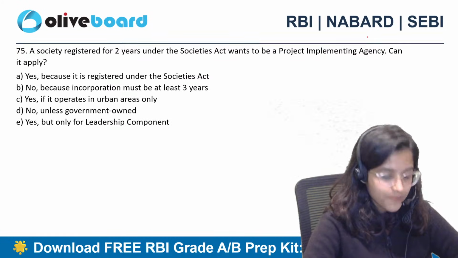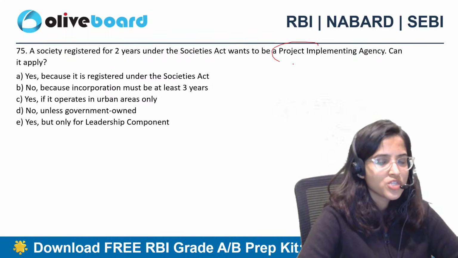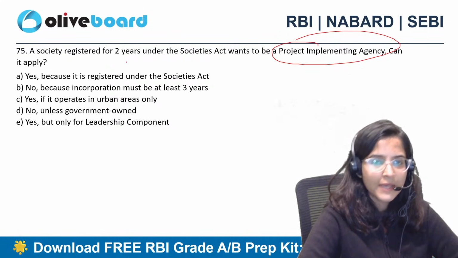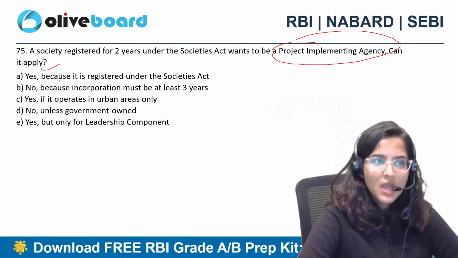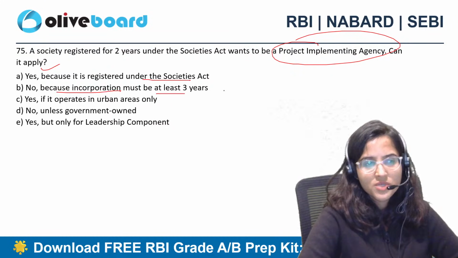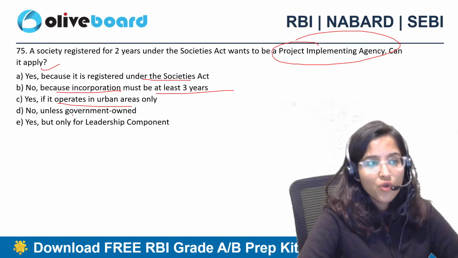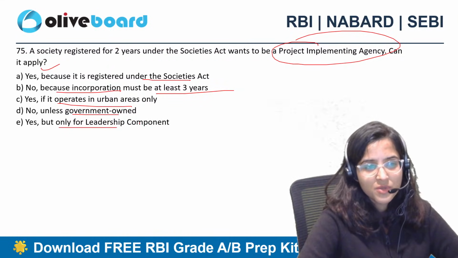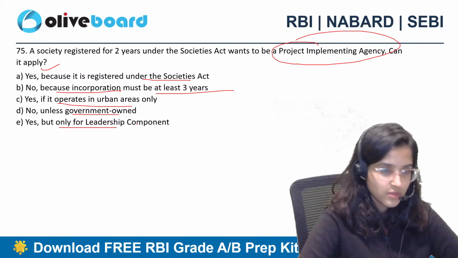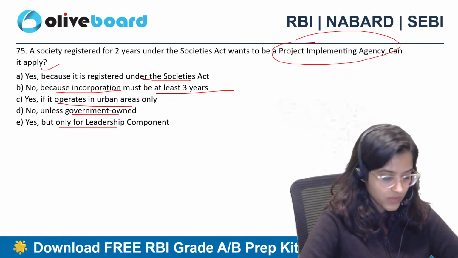Last question for today, 75th. A society registered for 2 years under the Societies Act wants to be a project implementing agency, PIA. Can it apply? Yes, because it is registered under Societies Act. No, because incorporation must be at least 3 years. Yes, if it operates in urban areas only. No, unless government owned. Yes, but only for leadership component.